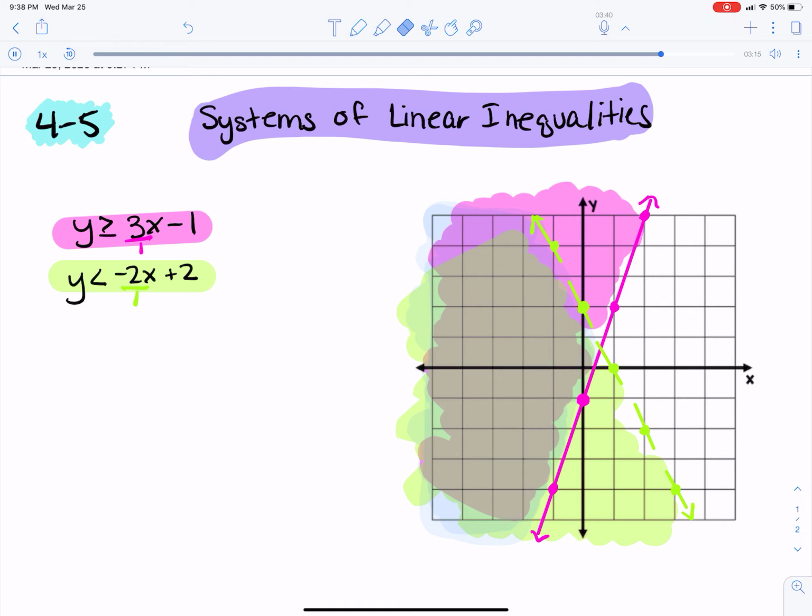All right, so our solution to this system is this whole region where both of my inequalities' shadings overlapped. So it's this whole area in here. This is what our solution is. Okay? And that's it.